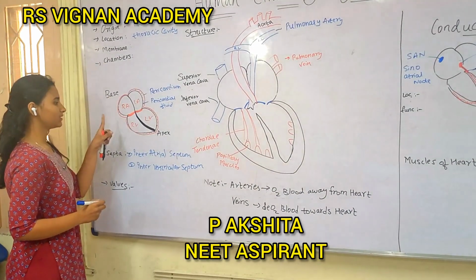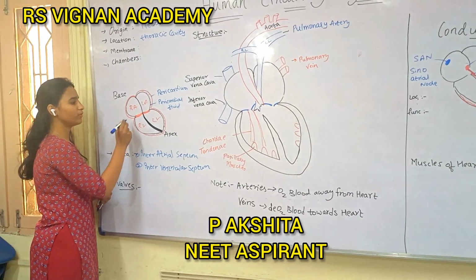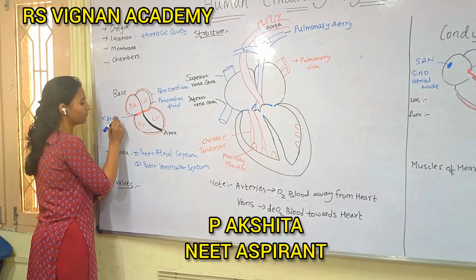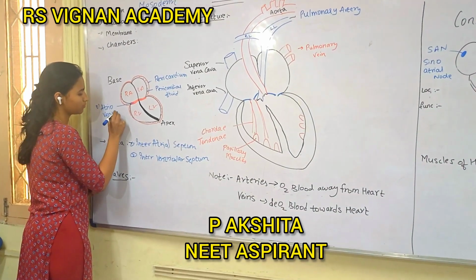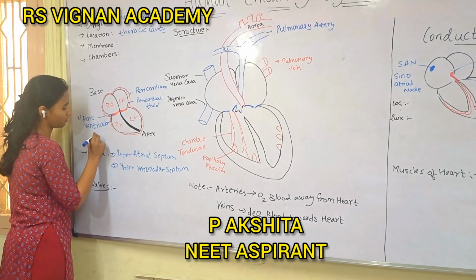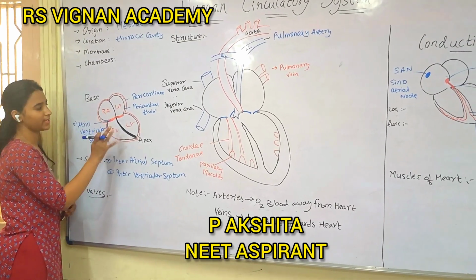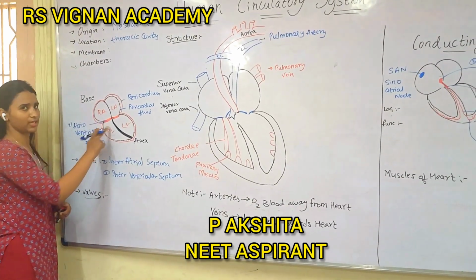Now there is another septum which is called the atrioventricular septum. This is the third one, which is called the atrioventricular septum, because it divides the atria and ventricles.